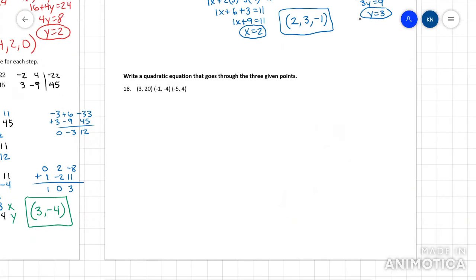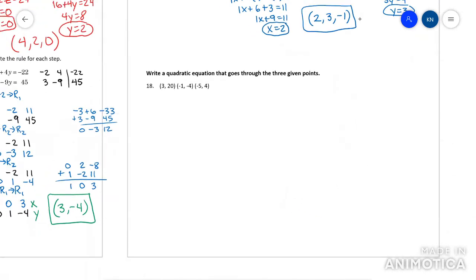Write a quadratic equation that goes through these given points. You need to know that you have your equation, which is y equals ax squared plus bx plus c. But again, you're not going to use that. You're going to use it kind of backwards. Ax squared plus bx plus c equals y. And you're going to make x and y coordinates out of these things and plug them in for the letter x and y in your equation.